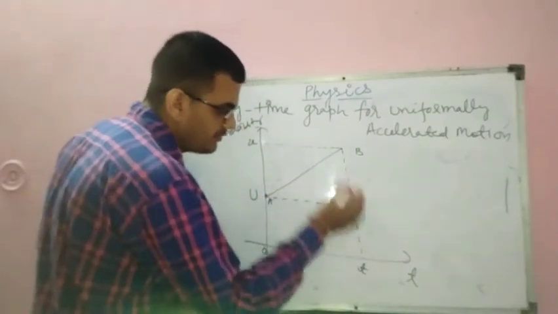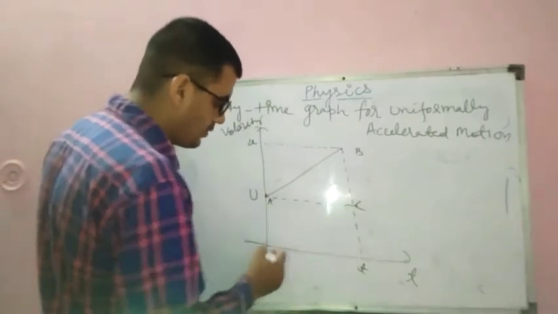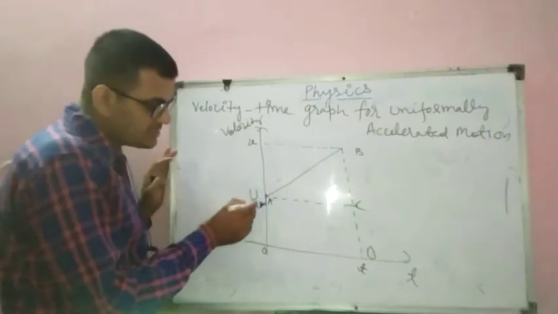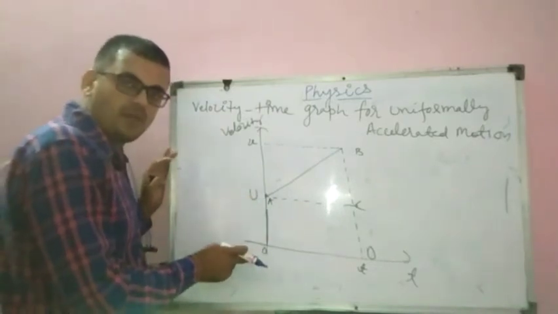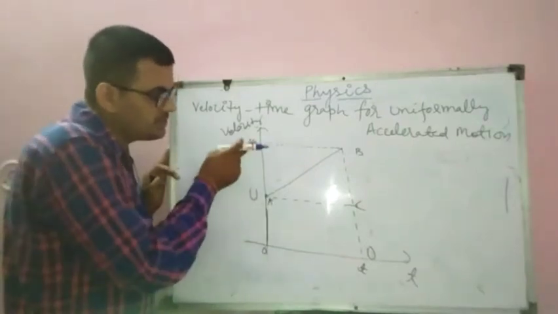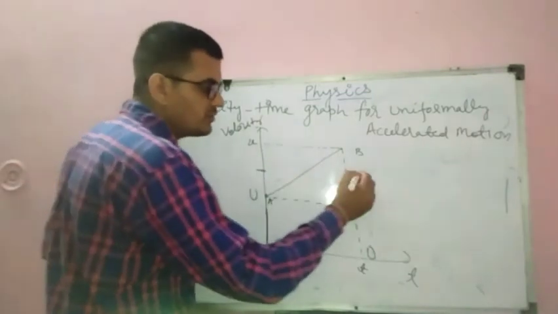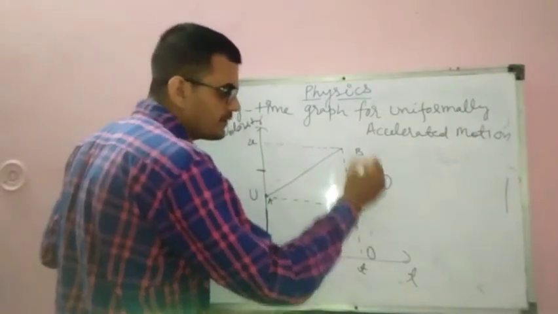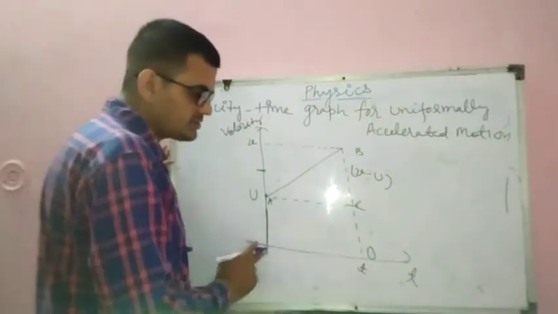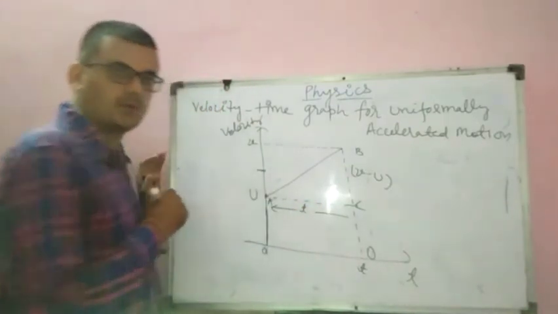Now what we will do, same as the previous one, we will join these two and give the names A, B, C, O, D. Students, you can see this one is u, because we measure all distances from the origin, and this one is v. So what will this be? It will be v minus u. This is parallel to this, so it will be v minus u. And this whole time is t.